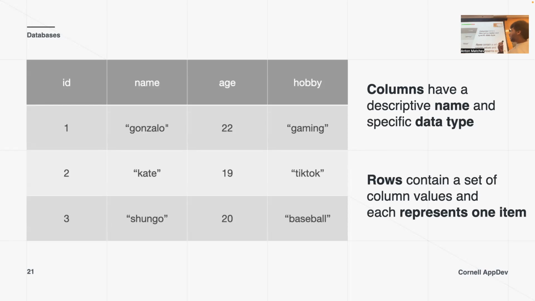In this table, we have columns that represent a descriptive name and a specific data type. So ID is the name of the first column. It holds integers. Name is the second column. It holds strings and so on. And the rows contain a set of values that represents one item. Like you see in the top row, it represents the person with ID 1. His name is Gonzalo. He's 22 years old and his hobby is gaming. And each row is a different person in this case.